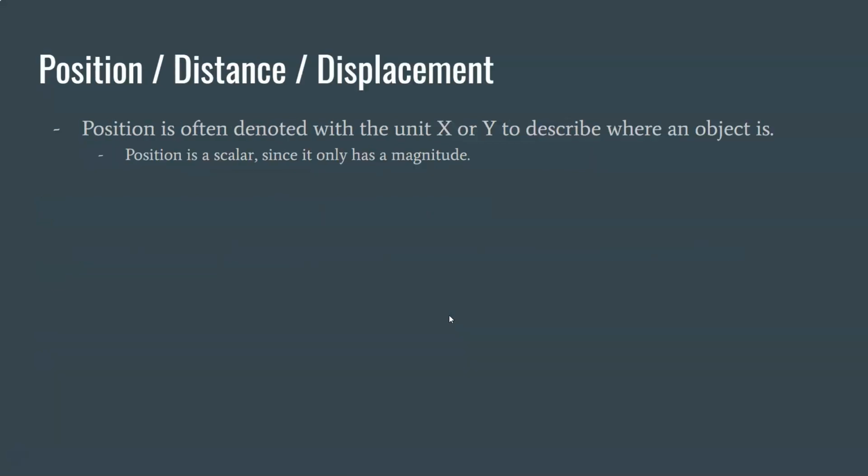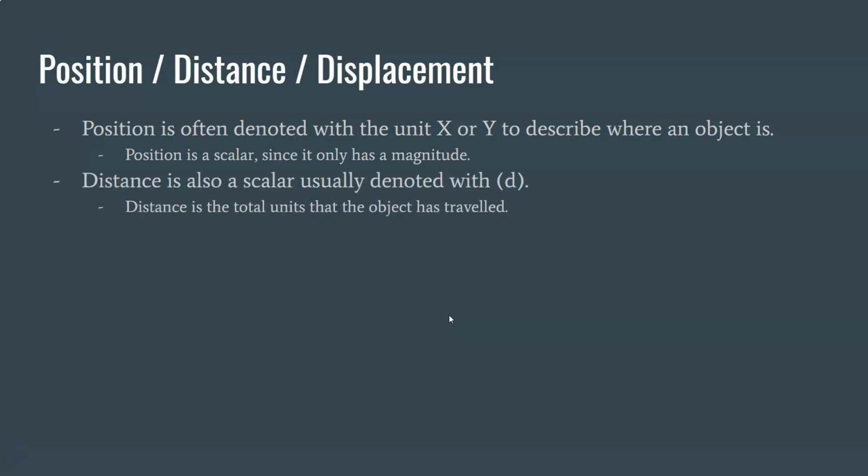So for position, distance, and displacement, position, often denoted with x or y, is used to describe where an object is. As we know, a coordinate system has a horizontal axis of x and a vertical axis of y. So that's where the x and y come from. Position is a scalar because it only has a magnitude showing where something is. Distance, another scalar, denoted with d. Distance is the total amount of units that an object has traveled, right? So no matter how long and curvy and windy the path, the distance is just the total amount of distance that it's traveled, right?